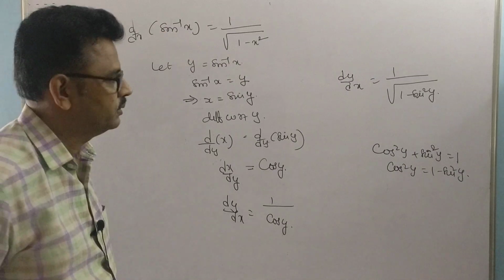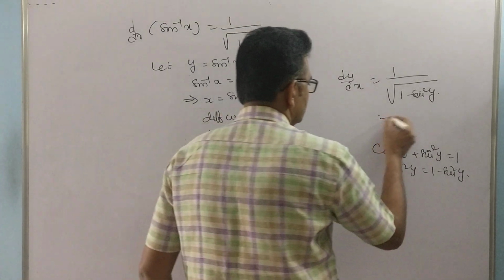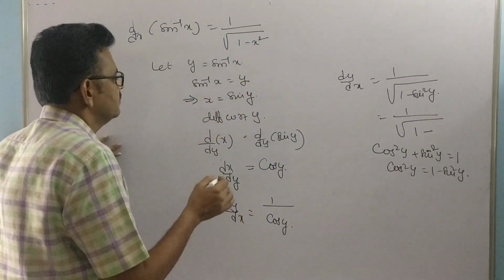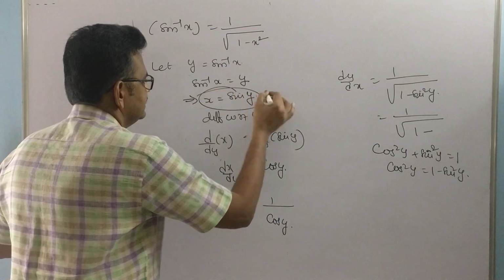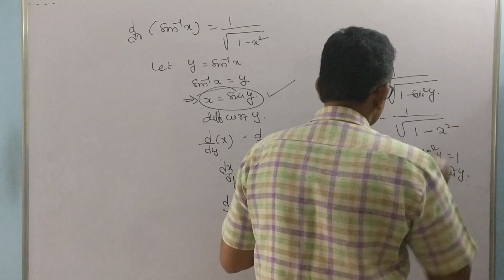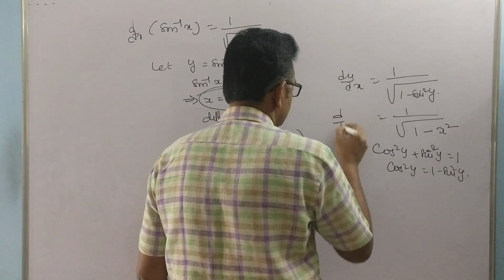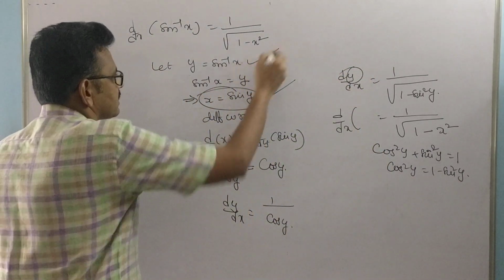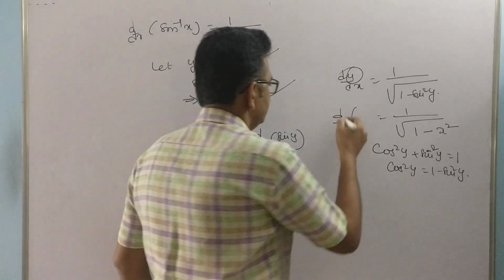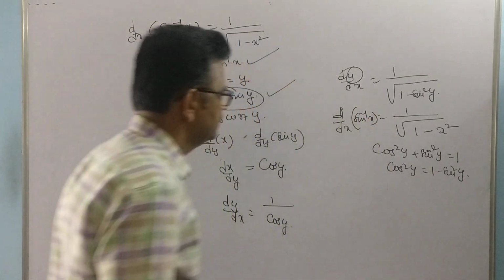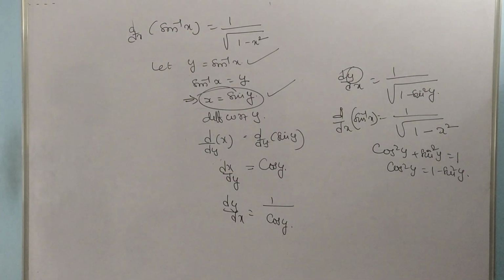Cos y is equal to root of that. So, this is equal to 1 by root of 1 minus sin square y. Sin y is x, so this is x square. So, d by dx of y, where y is equal to sin inverse of x. So, derivative of sin inverse of x is equal to 1 by root of 1 minus x square.